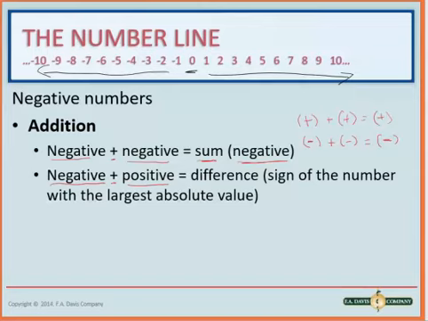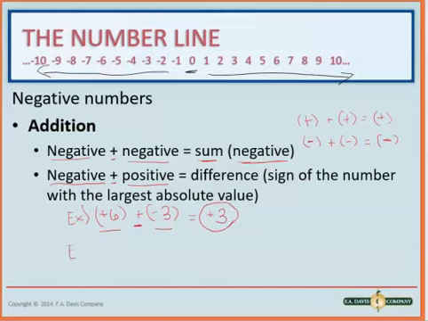So let's look at some examples of this. Let's look at an example of a positive 6. Again, I'm just going to put parentheses around my numbers so we can see them a little bit clearer, plus a negative 3. So we've got a positive number adding to a negative number, and that's going to equal a positive 3 because we're going to end up with a difference, and you're going to take the sign from your largest value.